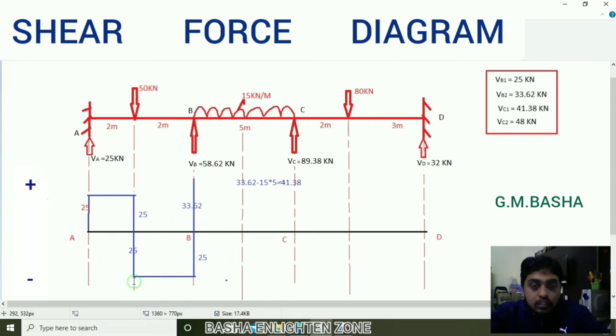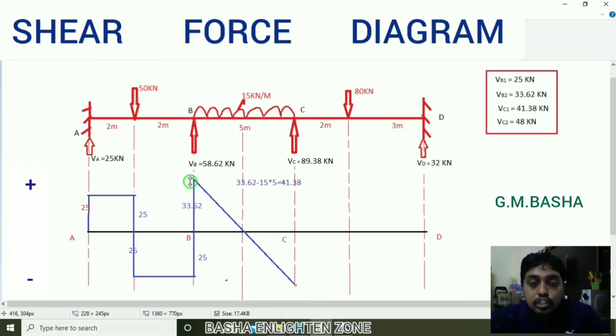So minus 41.38 means you will get a point somewhere below this one. In this line, I am taking somewhere here. That's the minus value, and again I am drawing these two. So I am taking somewhere below here, and again I am adding these two, so you will get an inclined linear variation up to this position. Okay friends, I think you will get this one.